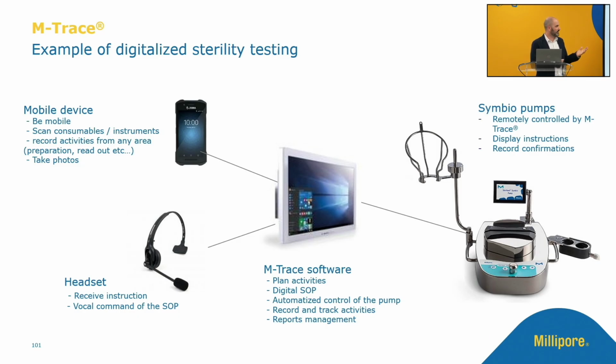So this mobile device can help to scan consumables, for example, to record any activities that are not performed in the isolator where the pump is, and also to take photos, for example, to file also the proof of the reading of the canister.